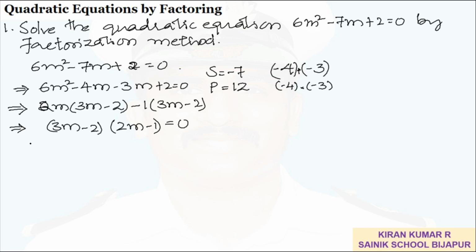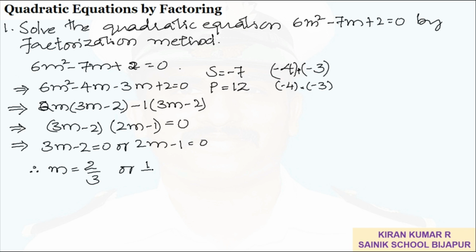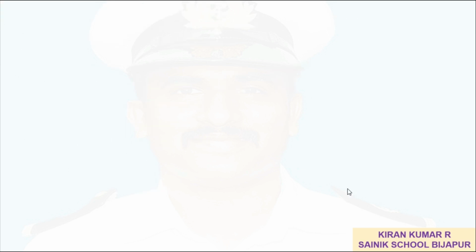Now I have to equate it to 0. This implies 3m minus 2 equal to 0 and 2m minus 1 equal to 0. This rule is called as a product rule. Therefore, the m value is either positive 2 by 3 or it is positive 1 by 2. These are the roots of the equation. We shall solve different varieties of question.